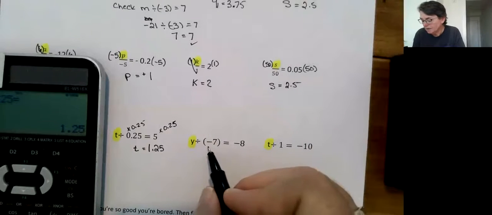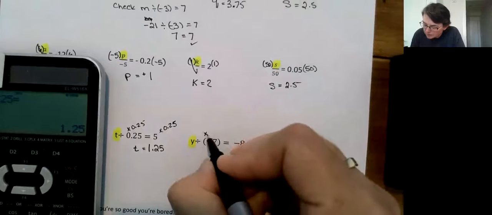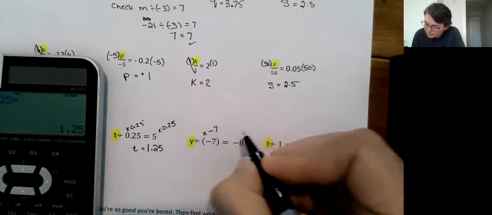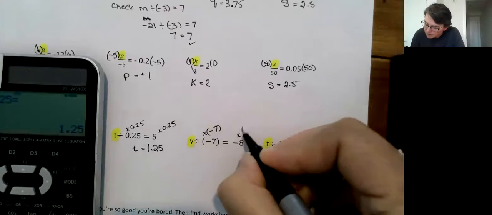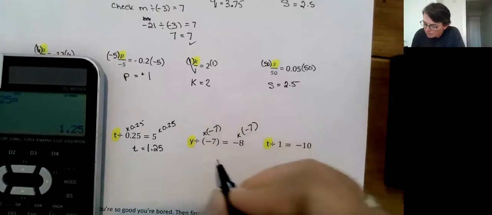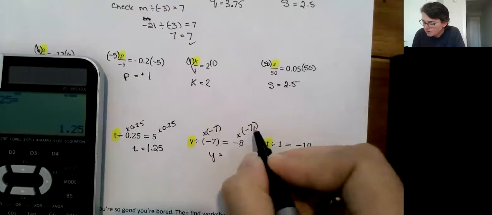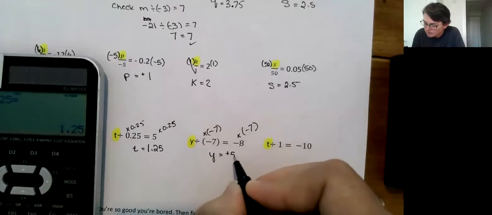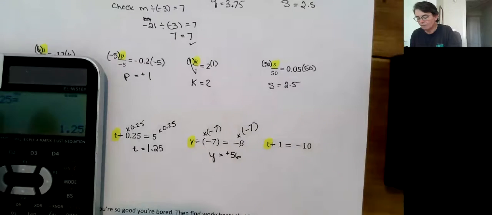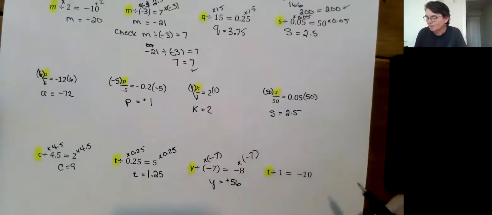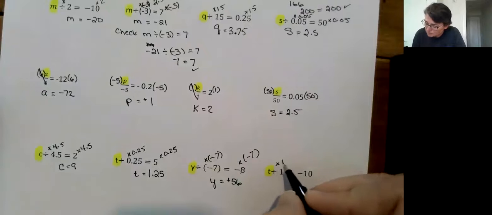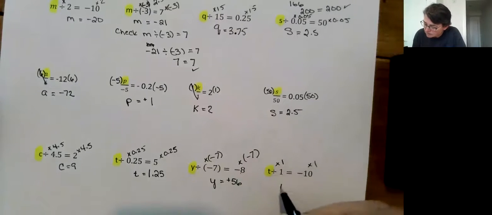y divided by -7 is -8, so I'm going to multiply, careful, -7. I'm going to put that in brackets because otherwise it looks like x minus 7. Multiply -7. So y is equal to 7 times 8, they're both negatives, plus 56. And t divided by 1 is -10. Well, this is the same as this question, but just follow the rules. So t is equal to -10.